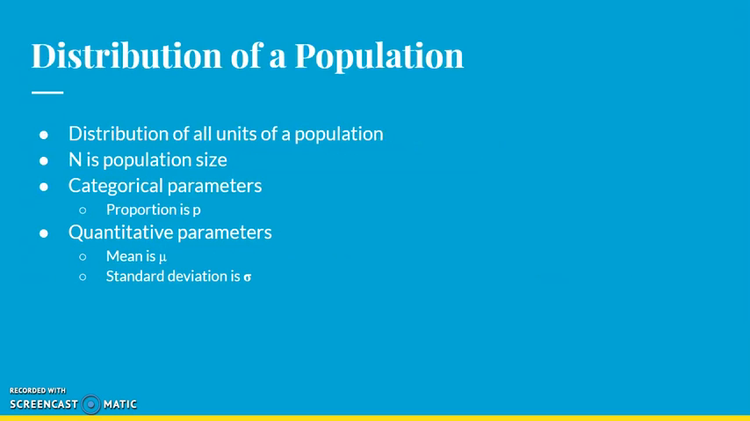The population distribution is the distribution of all the units in the population, and remember to use the correct notation. The parameter for the population size, the symbol for that is capital N, the proportion is P, the mean is mu, and the standard deviation is sigma. And obviously P is for categorical and sigma is for quantitative.